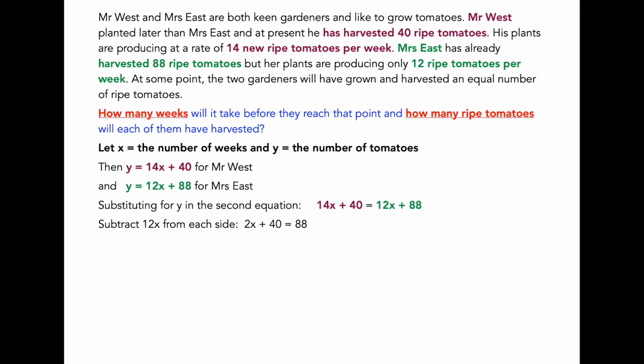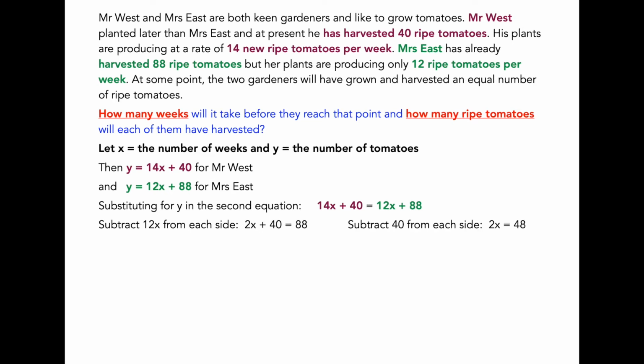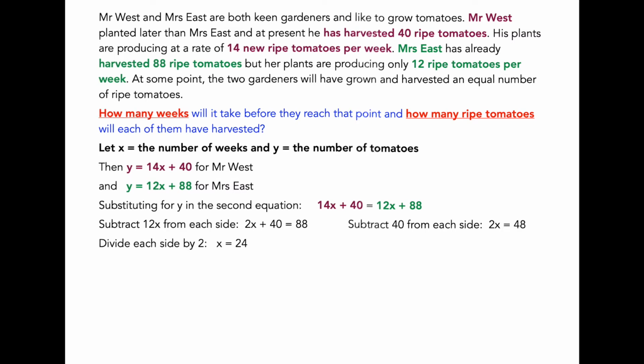And to simplify the equation even further, we'll subtract 40 from each side. So that will leave us with 2x equals 48. And of course, if we divide each side by 2, we're left with x equals 24. So now we have solved for the first of our unknowns. x, the number of weeks, is equal to 24.